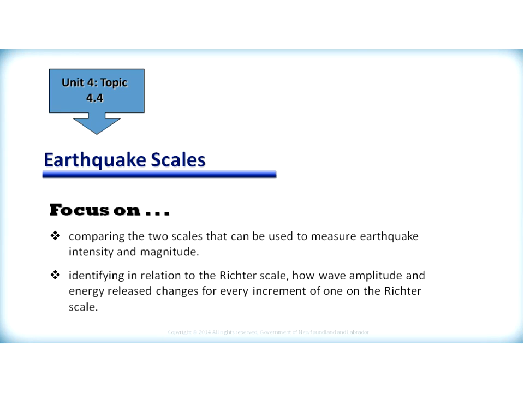Unit 4, Topic 4.4. We'll look at the two different earthquake scales. We will focus on comparing the two scales that can be used to measure earthquake intensity and magnitude. We will also focus on identifying, in relation to the Richter scale, how wave amplitude and energy release changes for every increment of 1 on the Richter scale.